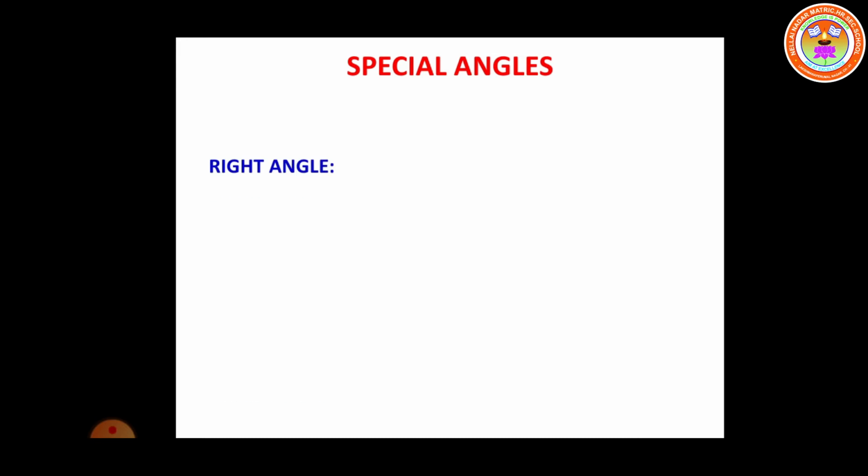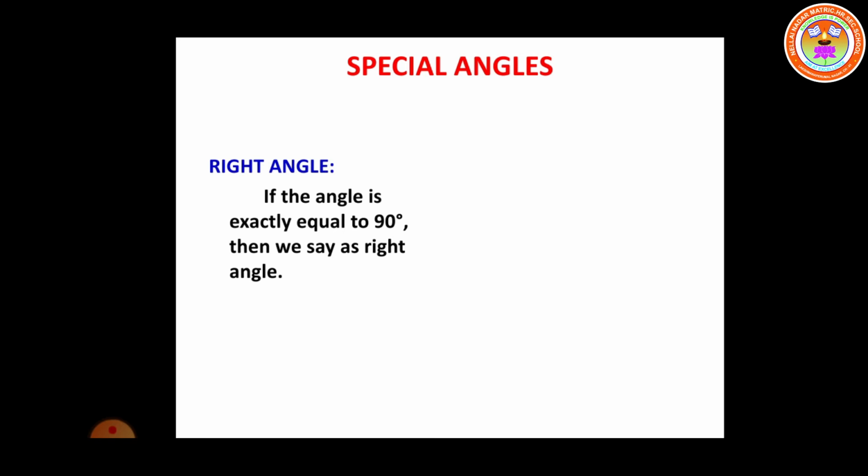Special angles. First one, right angle. When an angle is exactly equal to 90°, then we say it is a right angle. For example, see the diagram. These are examples of 90°. Angle A is 90° in both the diagrams.